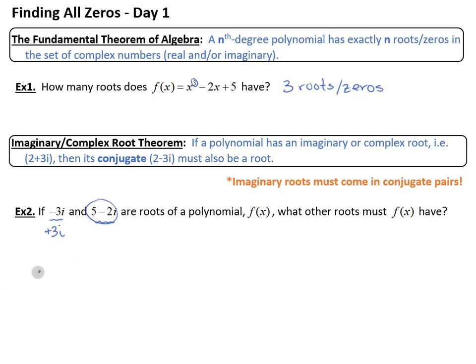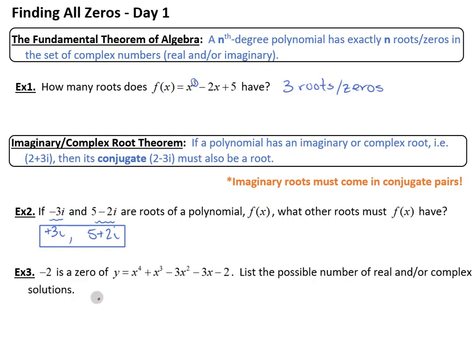And likewise, for this 5 minus 2i, well, 5 plus 2i, its conjugate, must also be a root. So these are the 2 additional roots that we could say here must also be roots of this polynomial f of x.